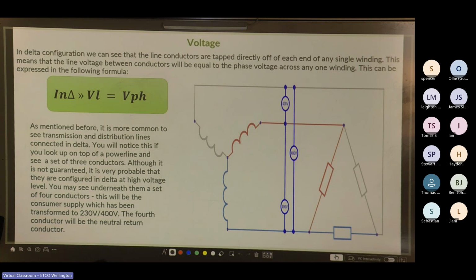So as mentioned before, it is more common to see transmission and distribution lines connected in delta. You'll notice this if you look up on top of a power line and see a set of 3 conductors. Although it is not guaranteed, it is very probable that they are configured in delta at high voltage level. You may see underneath them a set of 4 conductors. This will be a consumer supply which has been transformed to 230, 400 volts. The 4th conductor will be the neutral return conductor.